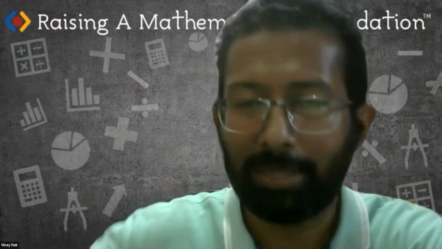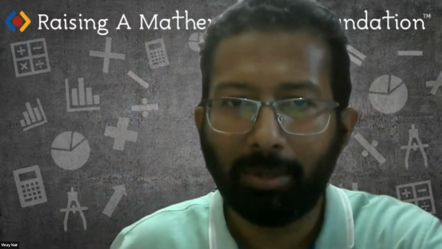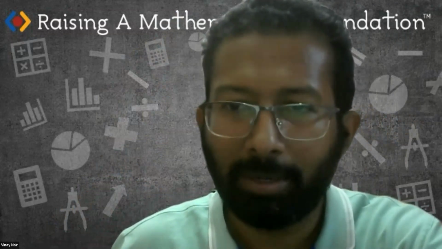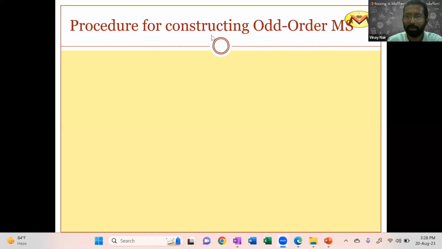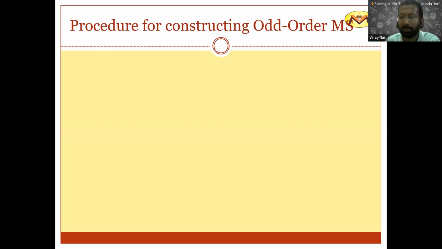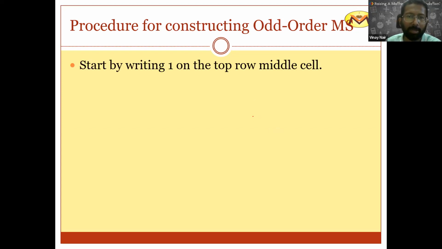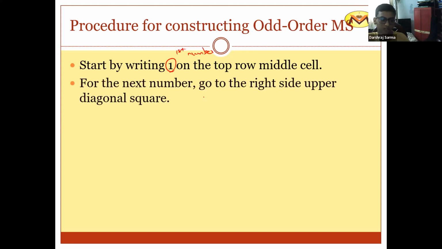I'll do one thing. I'll share my screen, which has the procedure. Okay. So start by writing 1 in the top row, middle cell. By 1, I mean the first number. For the next number, go to the right upper diagonal square. So this is where you do this jump.